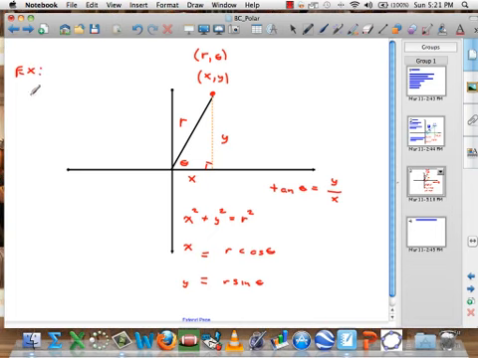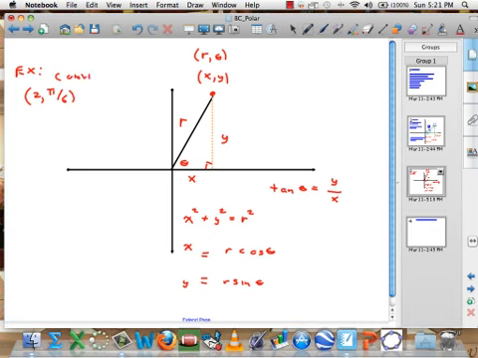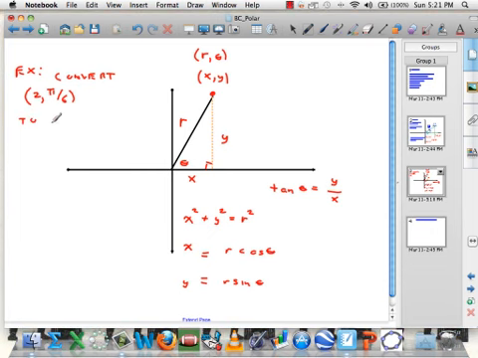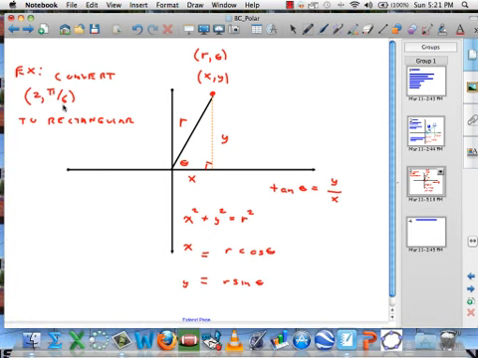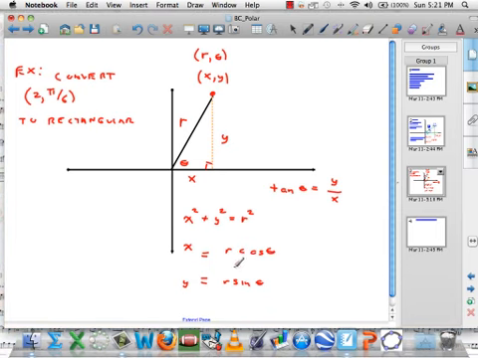So let's look at r comma theta, 2 comma pi over 6. Okay, so let's convert that to rectangular. Convert 2 comma pi over 6 to rectangular coordinates. So how would we do this? I have the r and I have the theta. I need the x and the y coordinates. So I think these two relationships right here are going to help me.